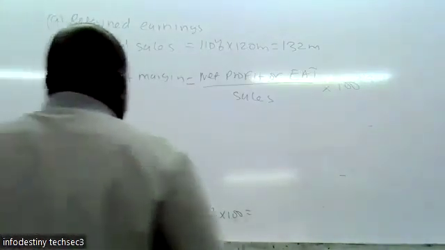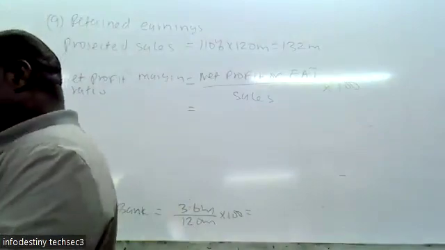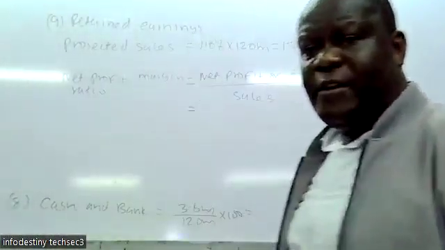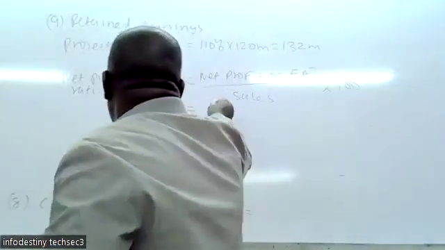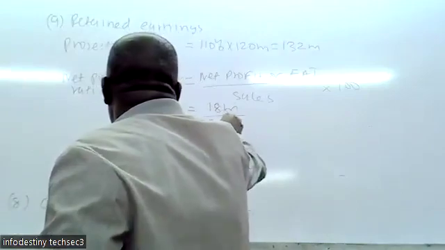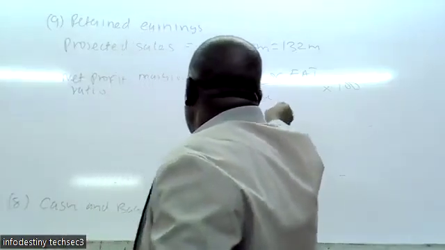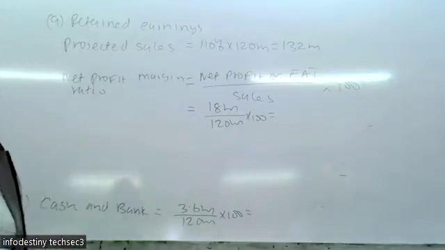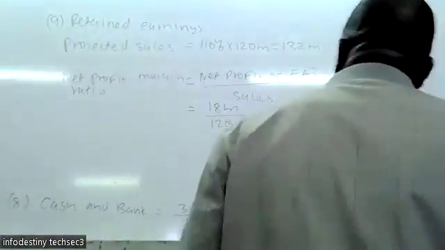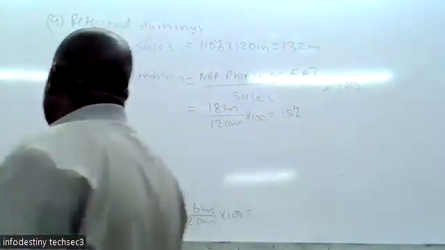When you check note number 3, are you able to see note 3? Profit after tax is the same as our earnings after tax. That profit after tax you are given, the 18 millions, divided by our initial sales, which were 120 millions. You get that figure as a percentage. It should give you 15%.